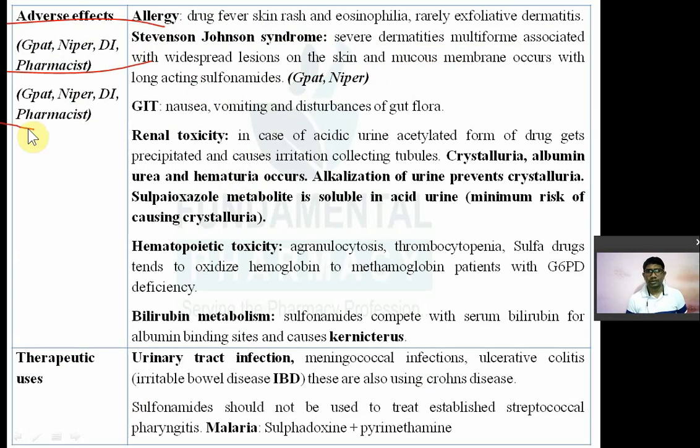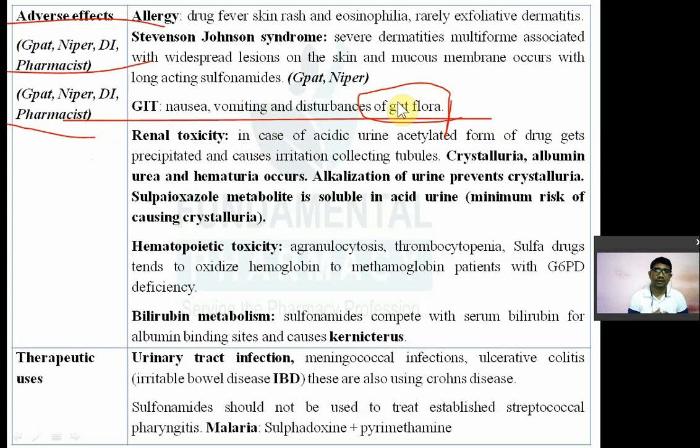So on the GIT, what will it do? Obviously nausea, vomiting, diarrhea, whatever disturbance of gut flora, because it cannot discriminate between the useful bacteria and pathogenic bacteria. Any antibiotic you take cannot differentiate between useful bacteria and useless bacteria. So they kill both pathogenic as well as our helping bacteria.